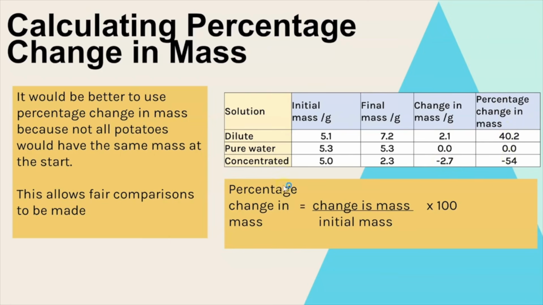And this is the formula below for how you would calculate that. So you'd need to do the change in mass divided by the initial mass and then times by 100. And that is one of the math skills that you are expected to know. So you do need to learn that formula.